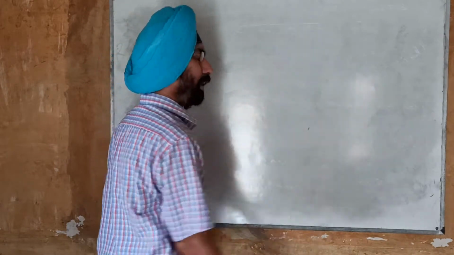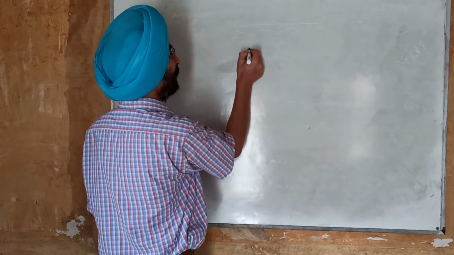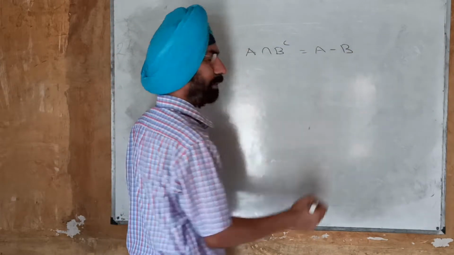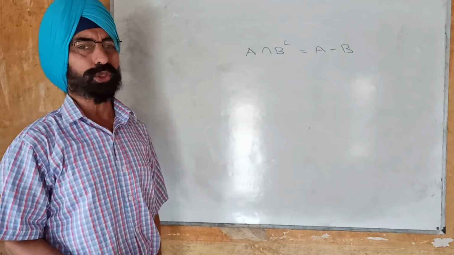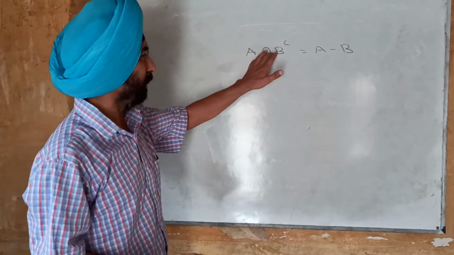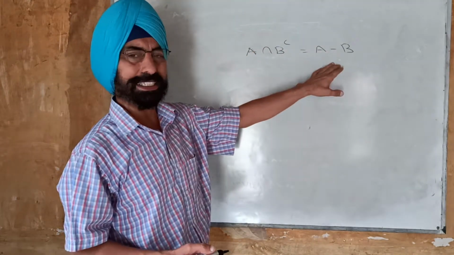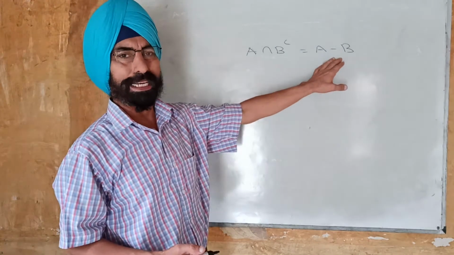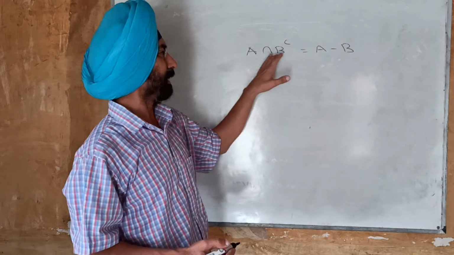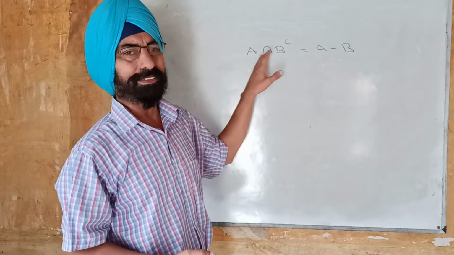There is one very important result we will use frequently while doing mathematics, that is A intersection B complement is A minus B. This is the result. And the proof is very easy. It is similar to the proof that we have done earlier. We will take one element from this set and we will show that the element is here. That means this set will be a subset of this set. And then we will take an arbitrary element from A minus B and we will show that it belongs to A intersection B complement. That means A minus B is a subset of A intersection B complement, and when the two sets are subsets of each other, they will become equal.